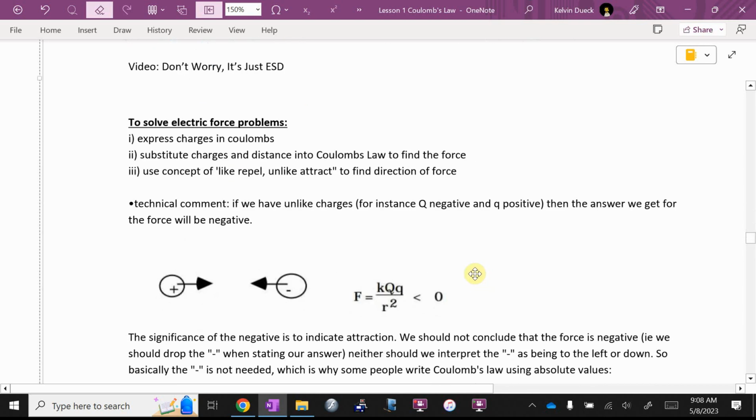We'll get there. To solve force problems, first thing, we have to express charges in coulombs. You're going to see in the homework, it's often microcoulombs. Then we substitute charges and distance into Coulomb's law to find the force. And then to figure out the direction, we use like charges repel and unlike charges attract.